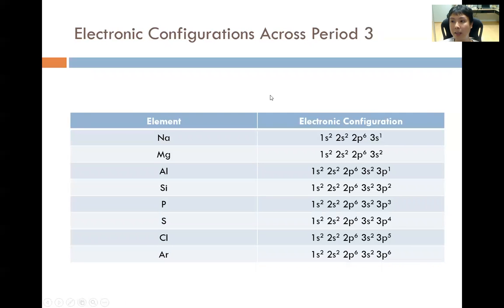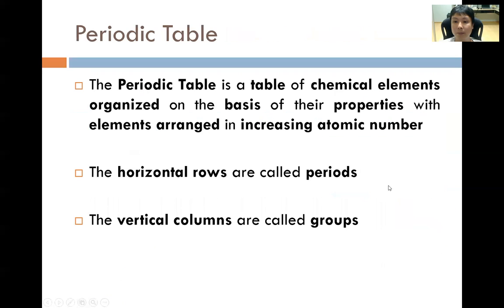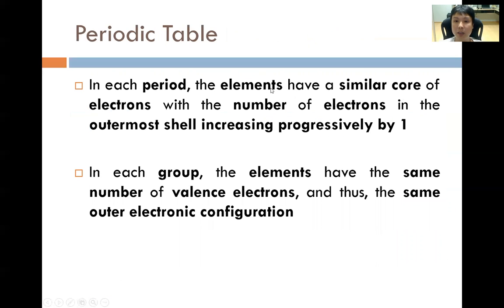The core electrons are basically the electrons that are not part of the valence shell. Okay, so these are the electrons that are in the inner core, as compared to the valence orbital. Okay, so these are the inner shell electrons, and if you look across all the elements in the same period, they will have the same number of inner shell electrons. Okay, so they only differ by the number of outermost electrons, increasing progressively by 1. Okay, so this is what it means to say that in each period, the elements have a similar core of electrons, same number of inner shell electrons, while the number of electrons in the outermost shell increases progressively by 1.